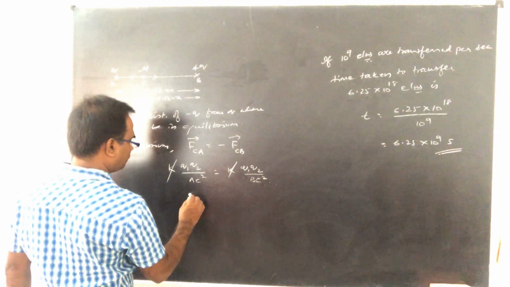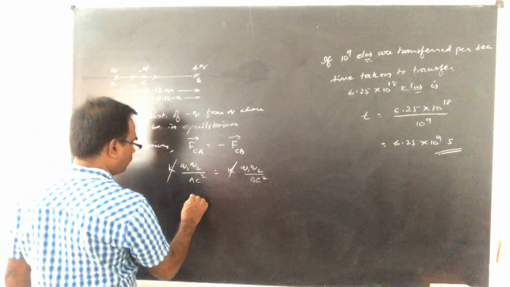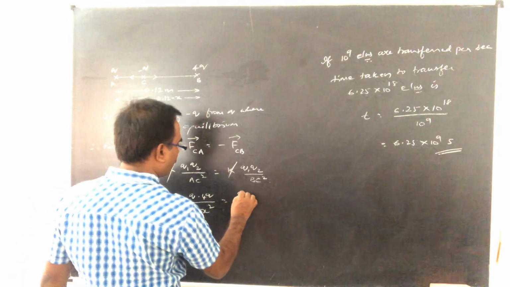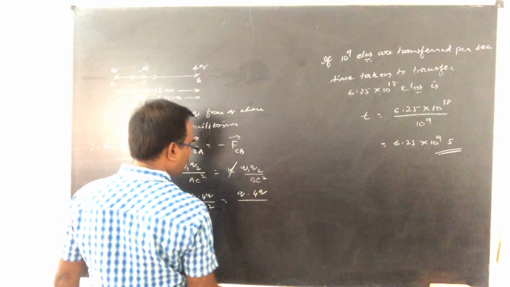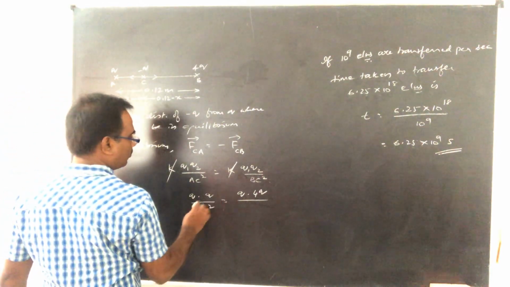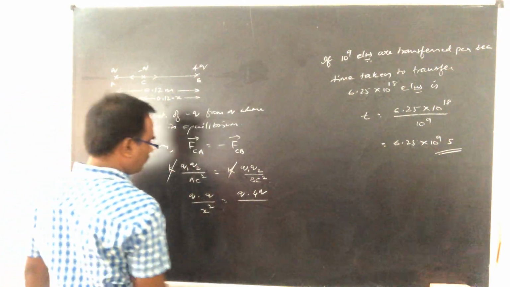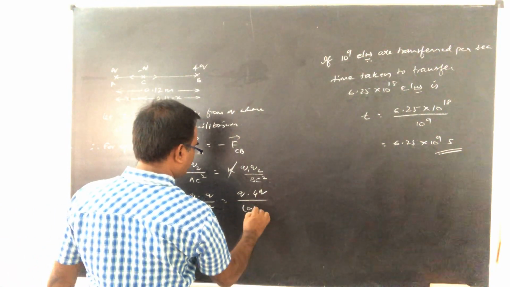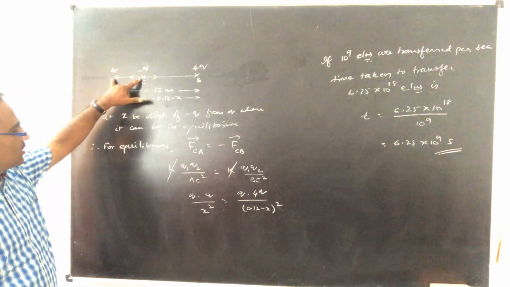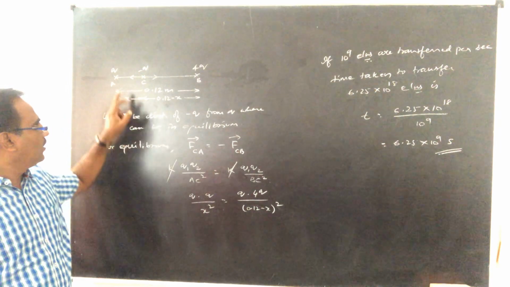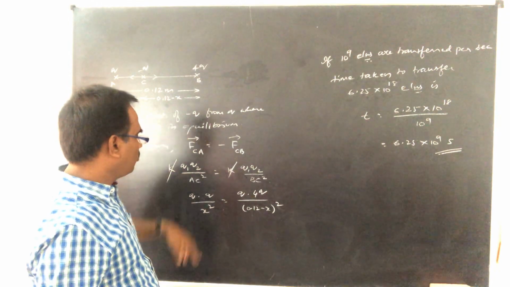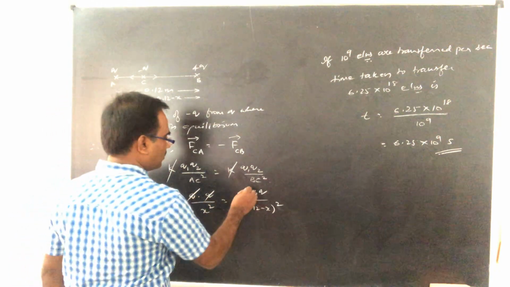So this is Q into 4Q divided by x square. Sorry, Q into Q. Here this is Q into 4Q divided by... see here these two charges Q and Q, distance is x. Here these two charges are Q and 4Q, distance is 0.12 minus x. So these terms can be cancelled.